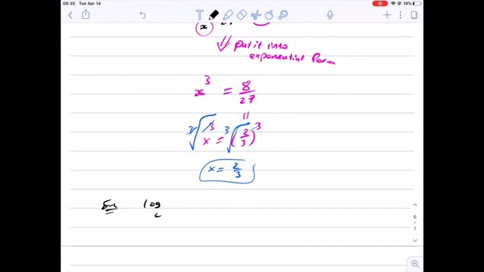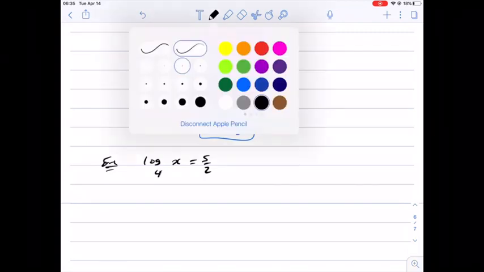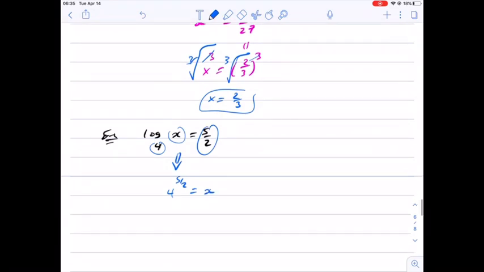Let's take another example. Log base 4 of x is equal to 5/2. In order to solve this, we convert it into exponential form. So the base is 4, the power is 5/2, is equal to x, the inner expression or function. So X equals 4 to the power 5/2, and that's 4 under the square root, 4 to the power 5. This is the inner and this is the index.